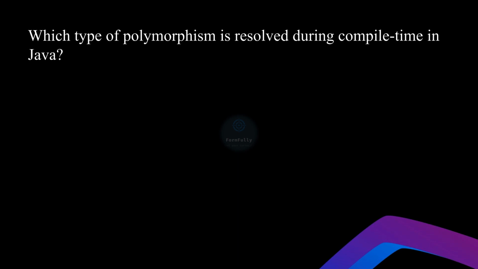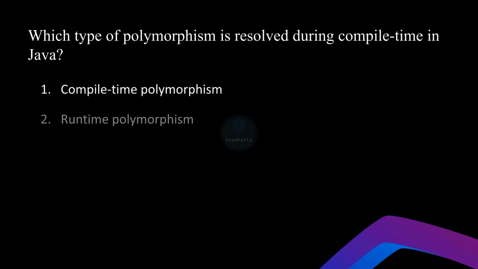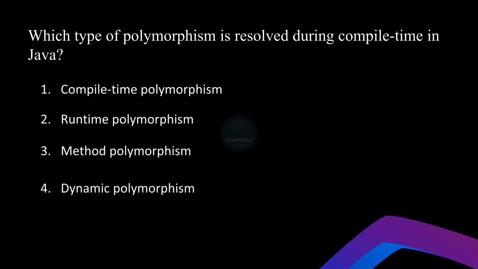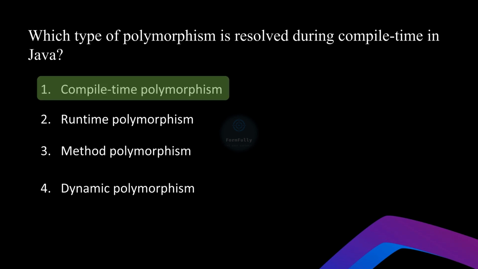Which type of polymorphism is resolved during compile time in Java? Compile time polymorphism, runtime polymorphism, method polymorphism, dynamic polymorphism. The type of polymorphism that is resolved during compile time in Java is called compile time polymorphism or static polymorphism. This is also known as method overloading.